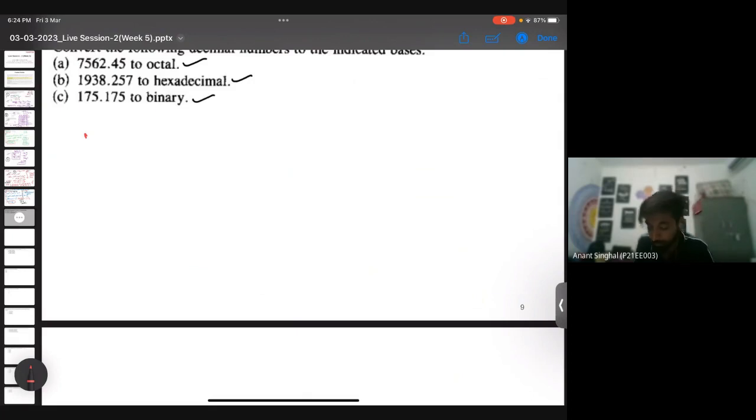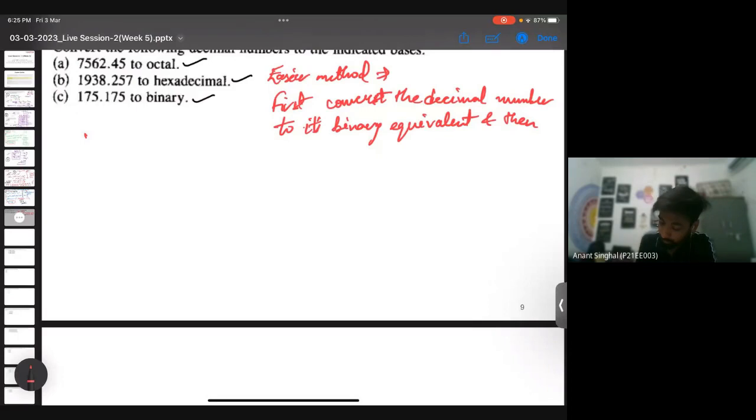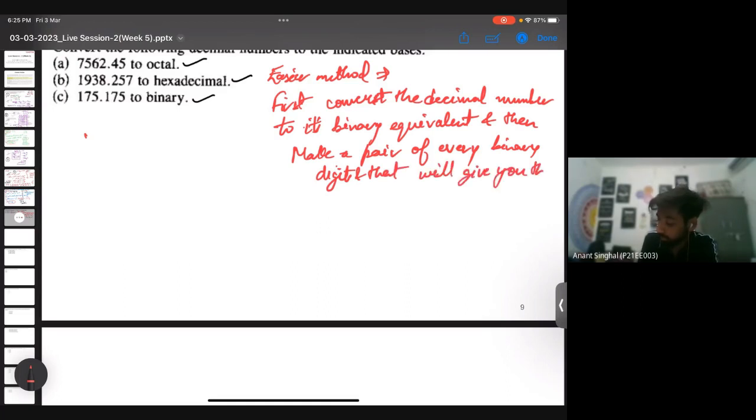So for octal, an easier method is to first convert the decimal number to its binary equivalent, and then make a group of every three binary digits, and that will give you the final octal representation.